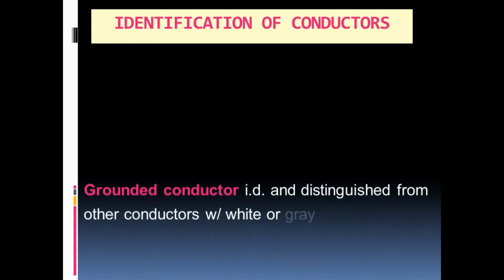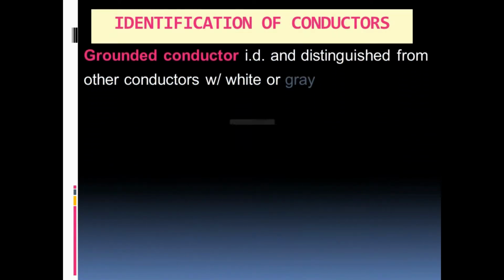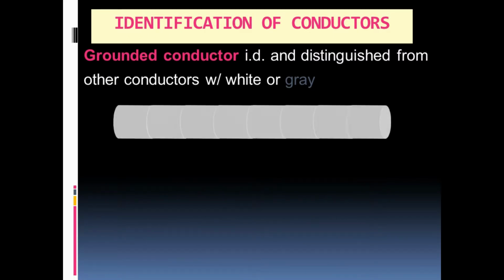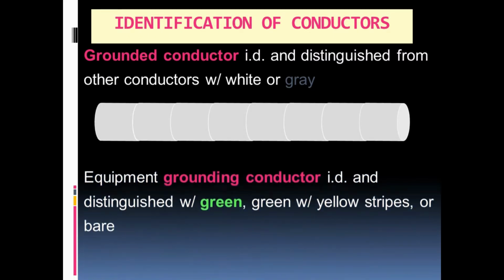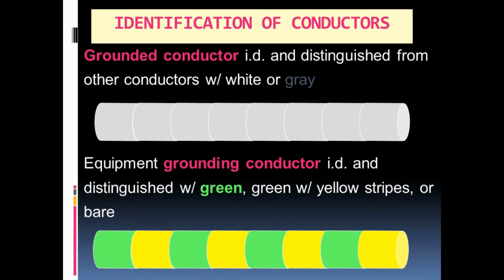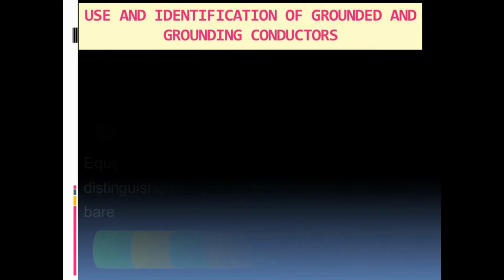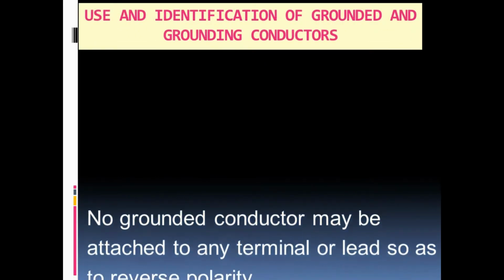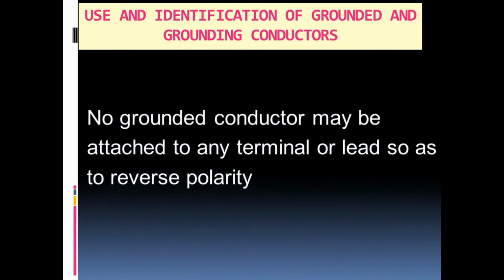Identification of conductors. Grounded conductors are identified and distinguished from other conductors by white or gray. Equipment grounding conductors are identified and distinguished by green, green with yellow stripes, or bare. Identification of grounded and grounding conductors.